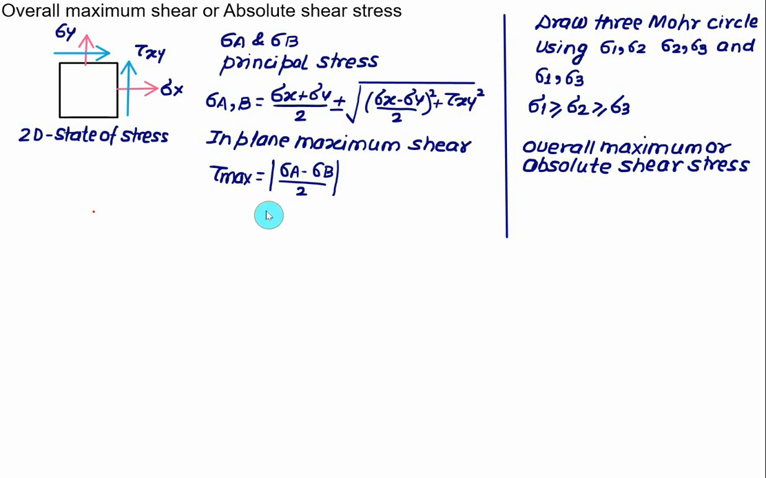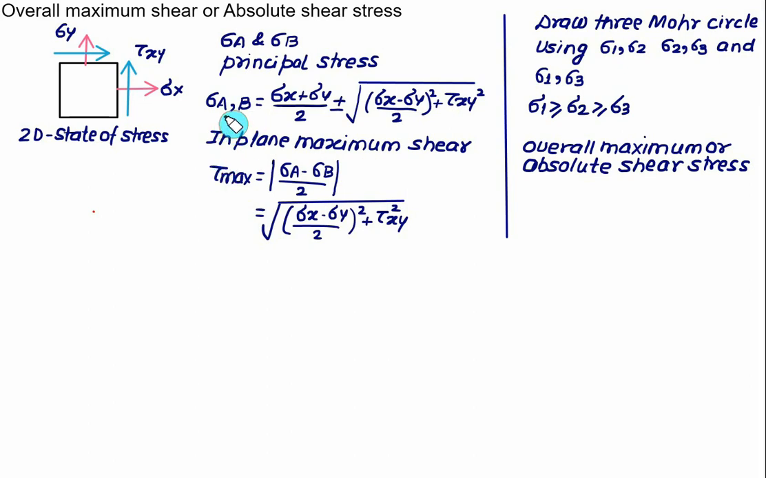Or we can use the value of tau max equal to the square root of ((sigma x minus sigma y) divided by 2) whole squared plus tau xy squared. So whatever value you calculate using the given two-dimensional state of stress will be called tau max, and hereafter we'll call this value of tau max the in-plane maximum shear, which can be obtained simply from the two principal stresses, sigma A and sigma B.